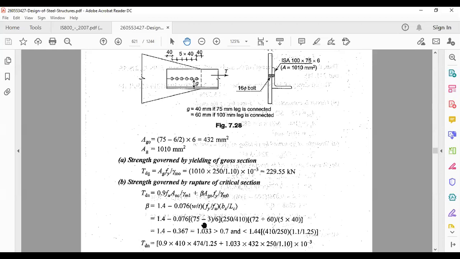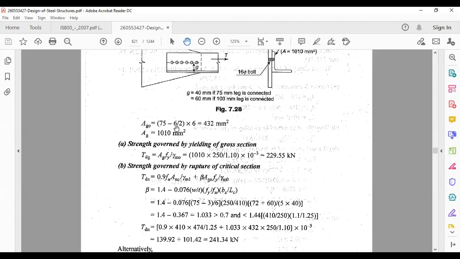But the only thing is he has deducted half the thickness of the angle section. We'll not go for deducting that thickness. We'll directly adopt whatever is the width of the outstanding leg. Please check this. w, width of outstanding leg, 75 mm. We'll be directly taking 75 mm. Okay, and bs is the shear lag width, which will be 75 plus 60 minus the thickness of the angle.